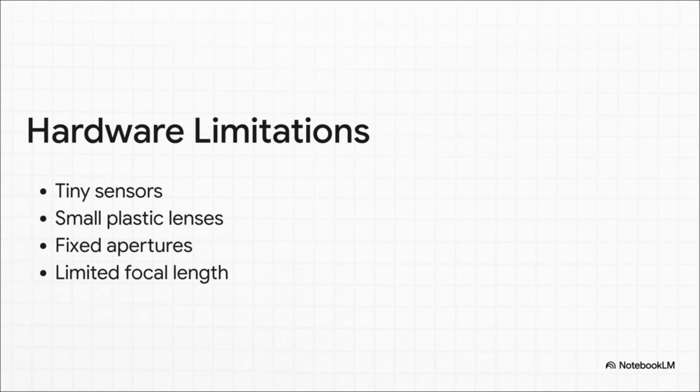And it's not just the sensor. The whole system is a massive compromise. The lenses are tiny, often made of plastic. The focal length can't really change much, and this is a big one: the aperture is fixed. A big DSLR can open and close its aperture to let in just the right amount of light. A phone camera, it's stuck wide open, all the time. That means it has to rely completely on software tricks to get the exposure right.